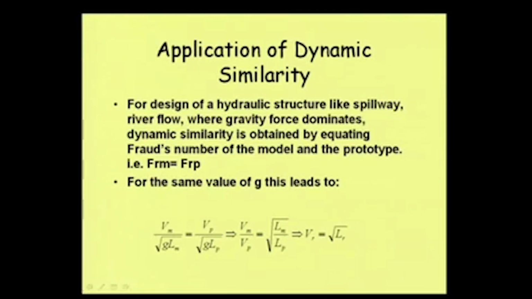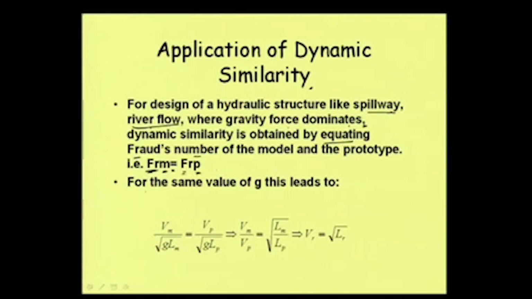Then, application of dynamic similarity. This is very, very significant. For design of hydraulic structures like spillway and river flow, that is in problems of open channel flow, the gravity force dominates. Gravity force dominates means, for maintaining dynamic similarity, we need to equate the Froude number of the model and the prototype. That means if Fr is the Froude number, then Fr of the model should be equal to Fr of the prototype.